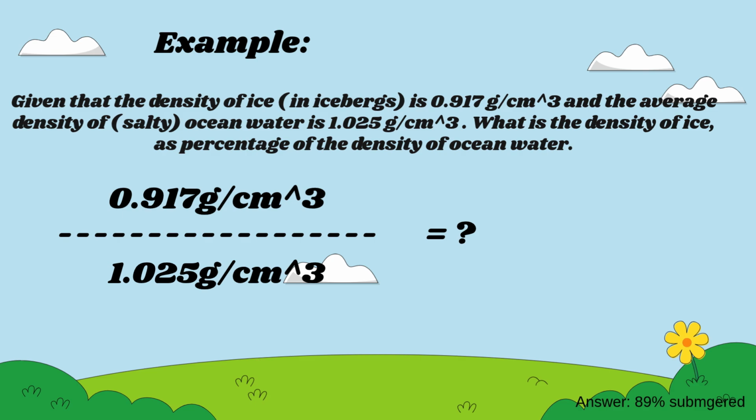And if you remember from a couple of slides ago, how you do that is you take the density of the object over the density of the liquid. And that's what I did here. So I did 0.917 grams per centimeter cubed over 1.25 grams per centimeter cubed, and you multiply it by 100. And your answer, if you look on the right side on the bottom, should be 89% submerged.